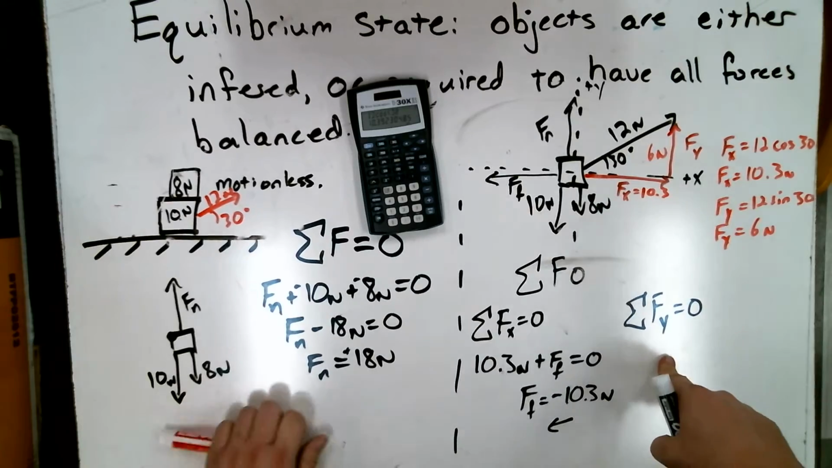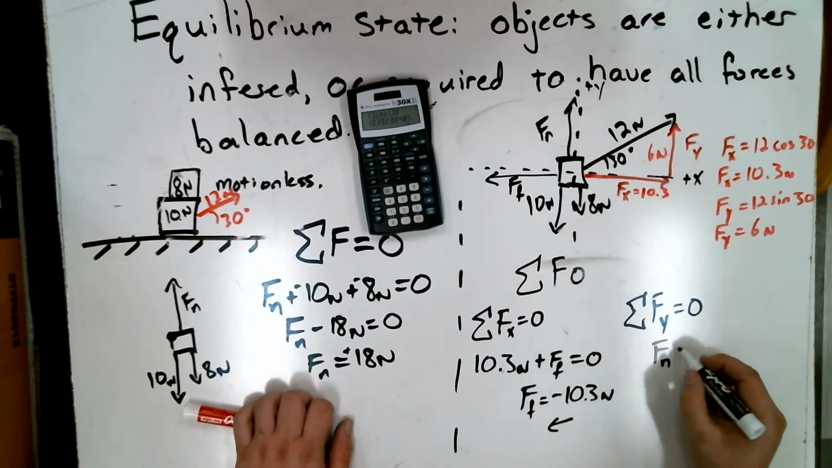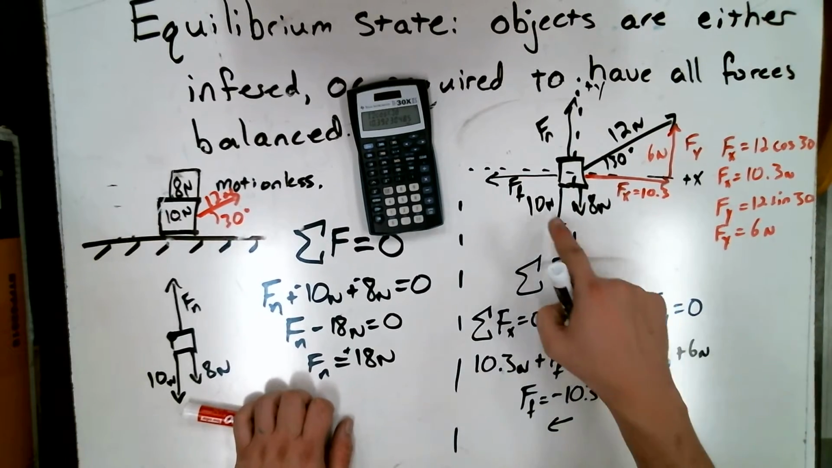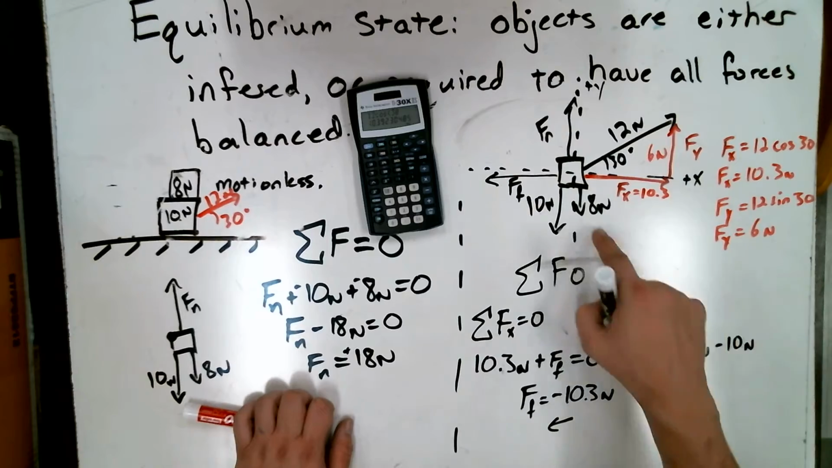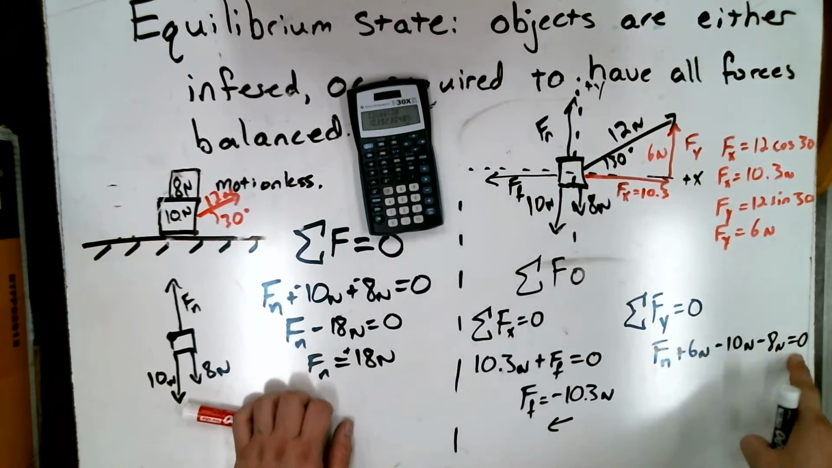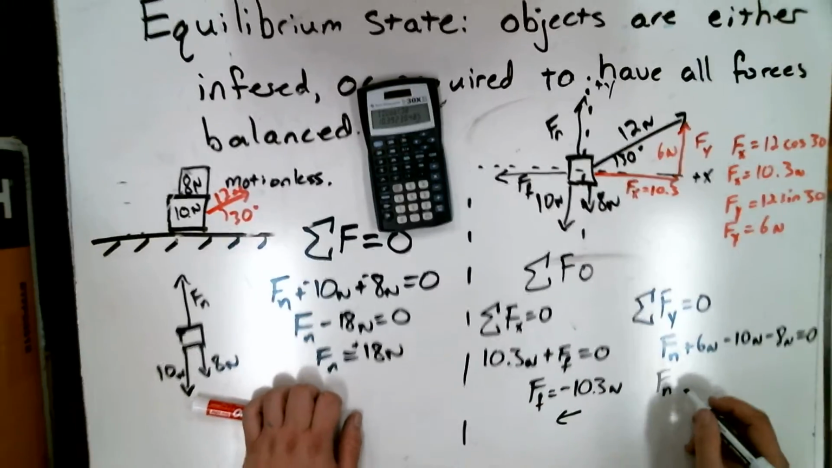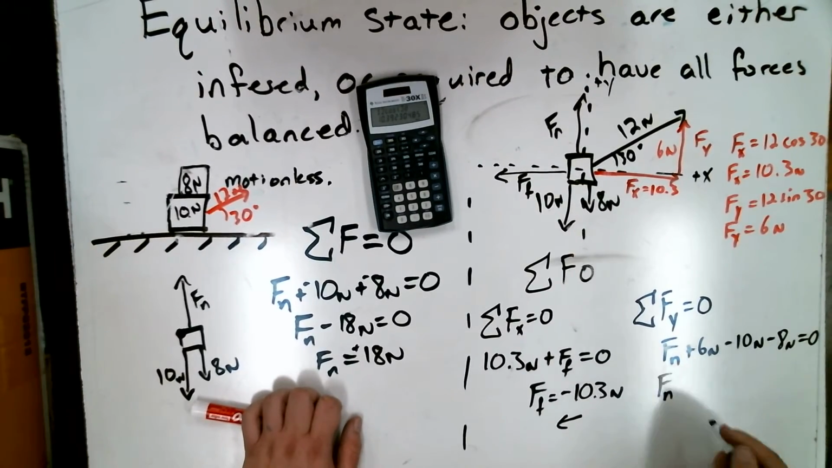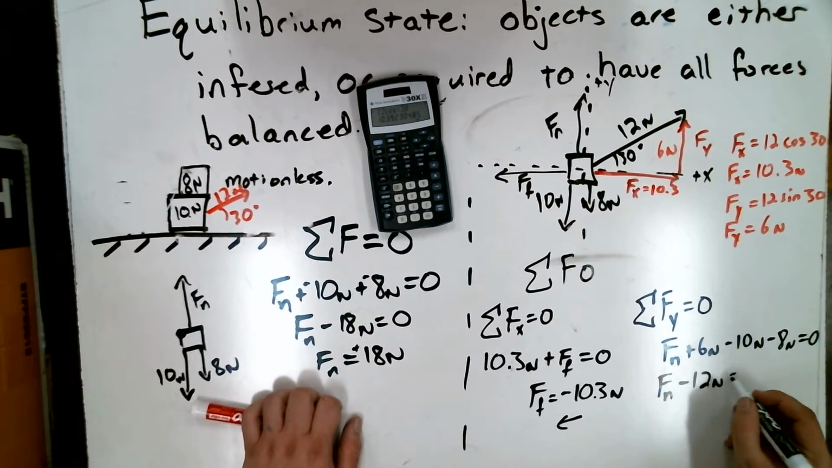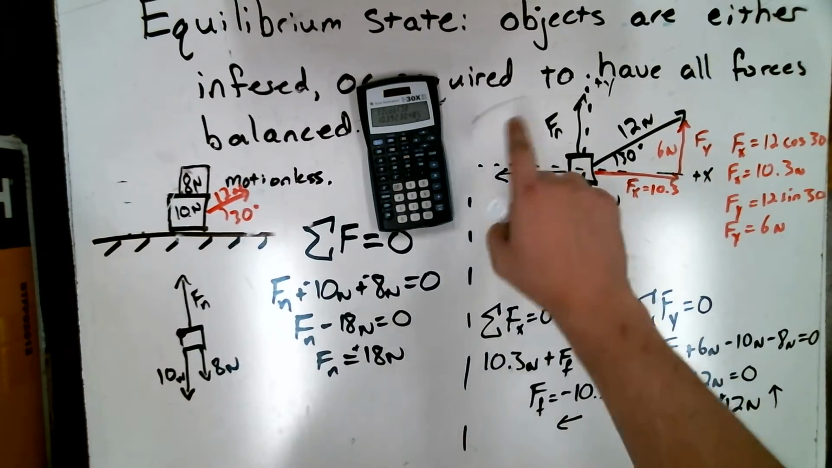Looking in the y coordinate axis, we have force normal plus 6 newtons minus 10 newtons minus 8 newtons equals 0, because we are in equilibrium. So we solve this guy out. Force normal, negative 18 plus 6, that's minus 12 newtons, is equal to 0. My force normal is now 12 newtons in the positive direction, which matches what we have here.